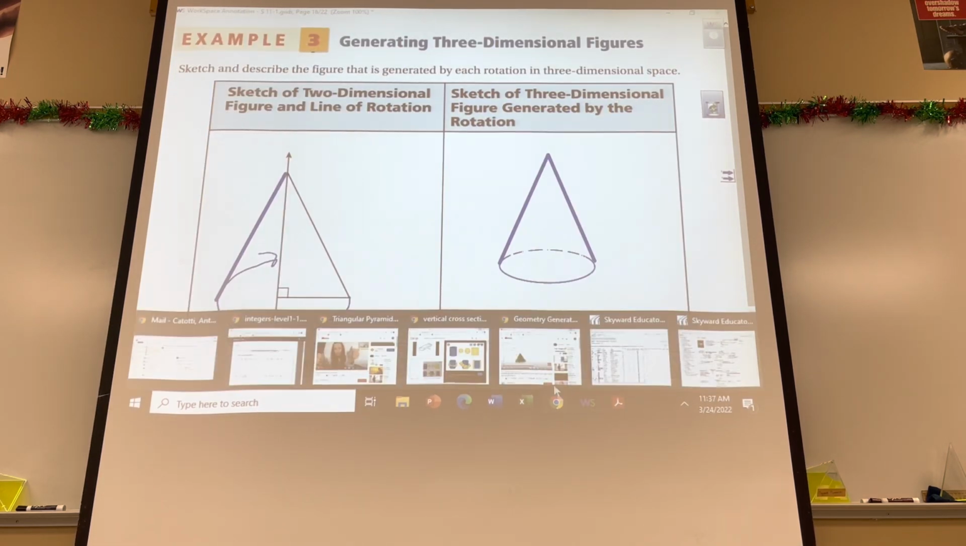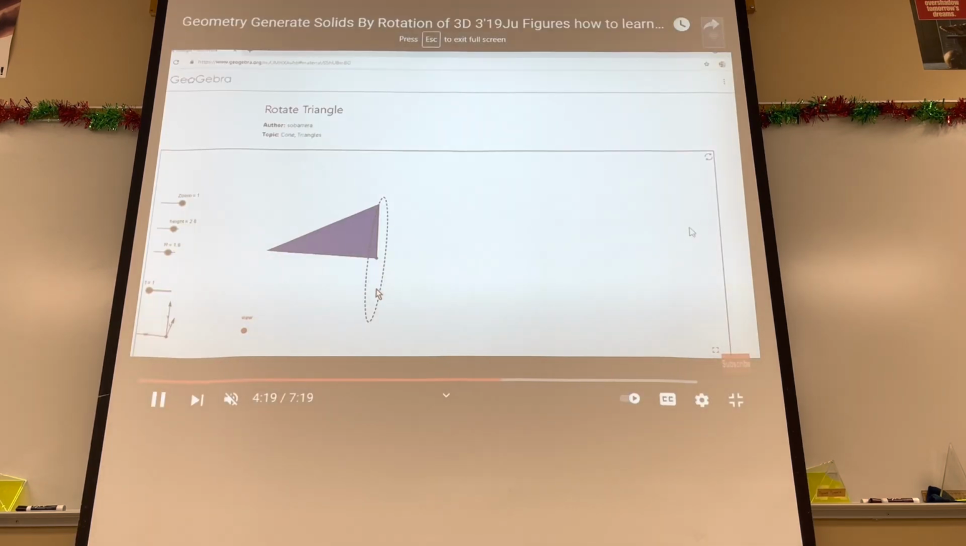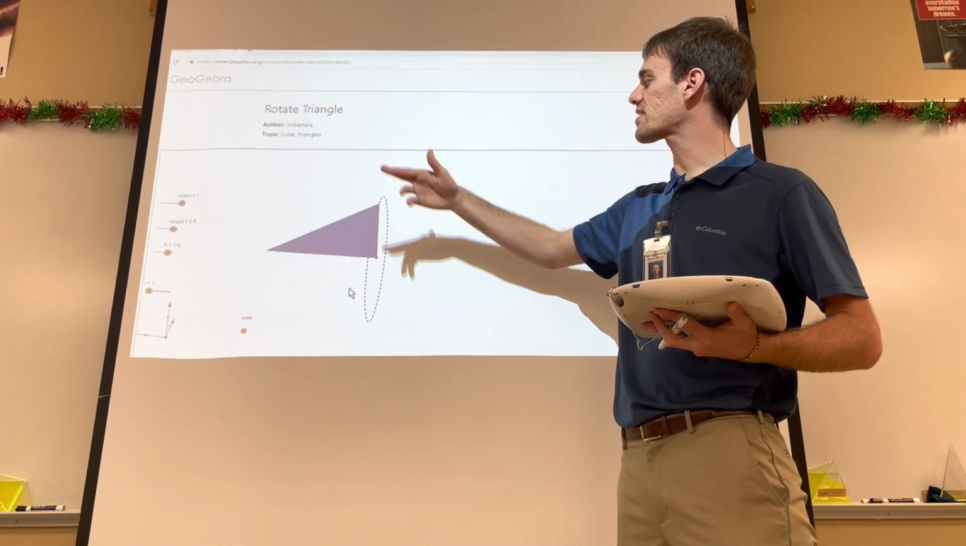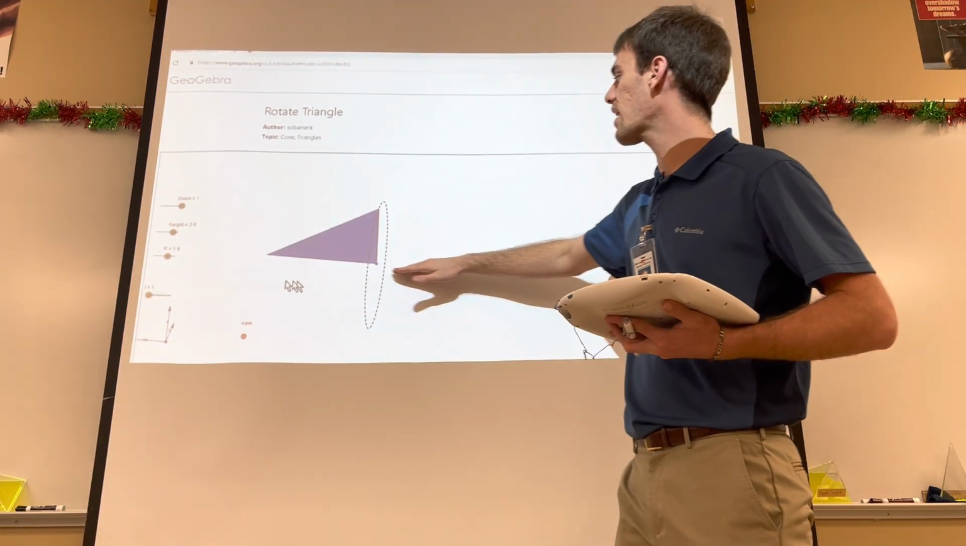So real quick, here's another video for you guys. Go ahead and watch this illustration of this right triangle being rotated 360 degrees around this axis, or line of rotation.